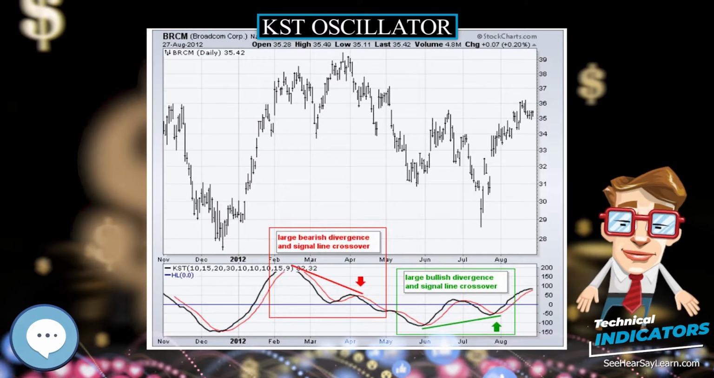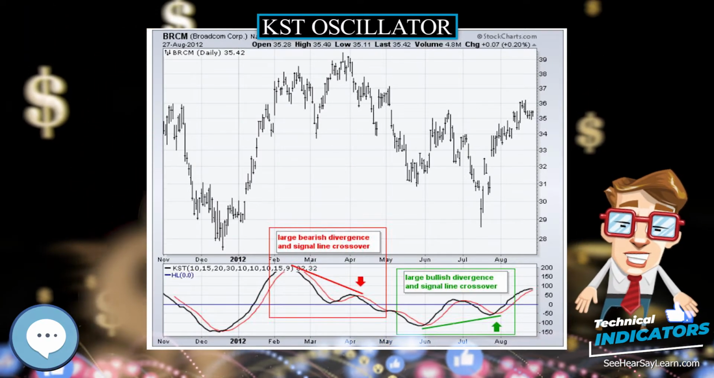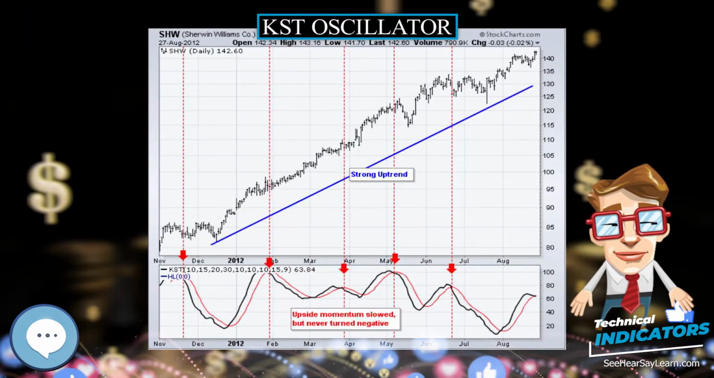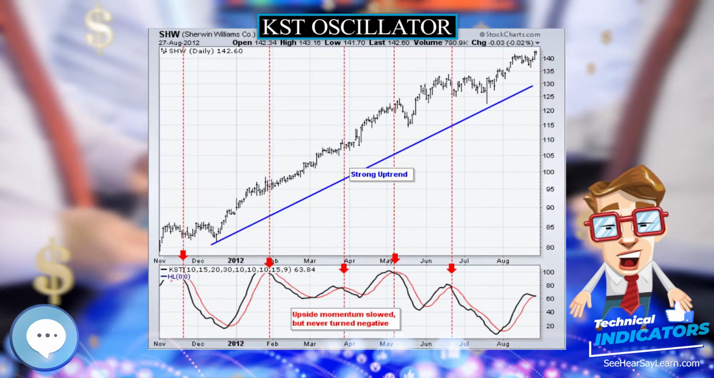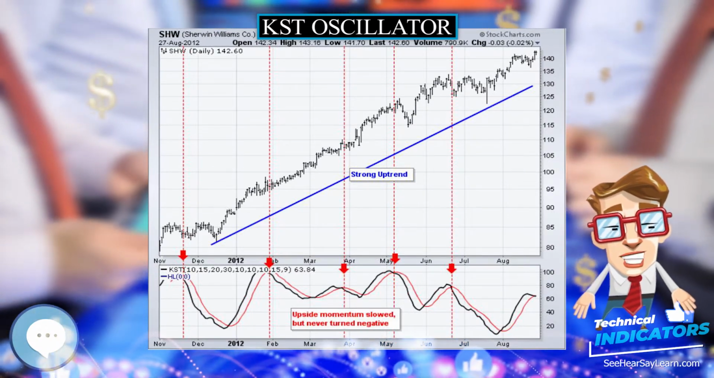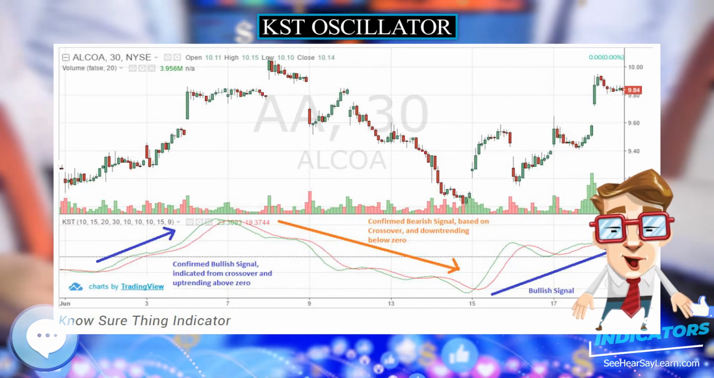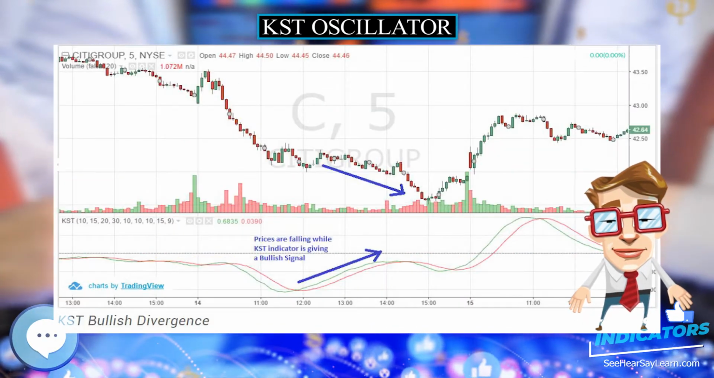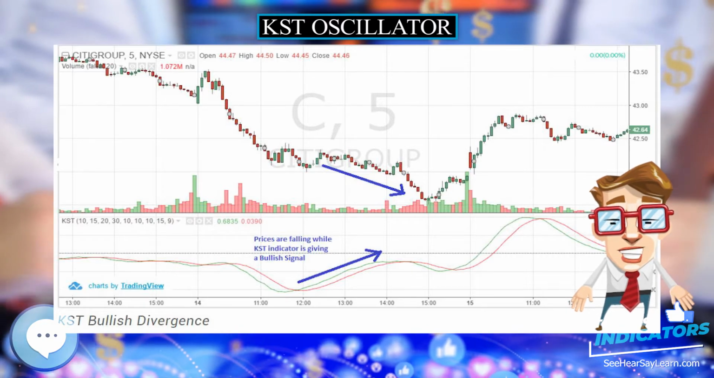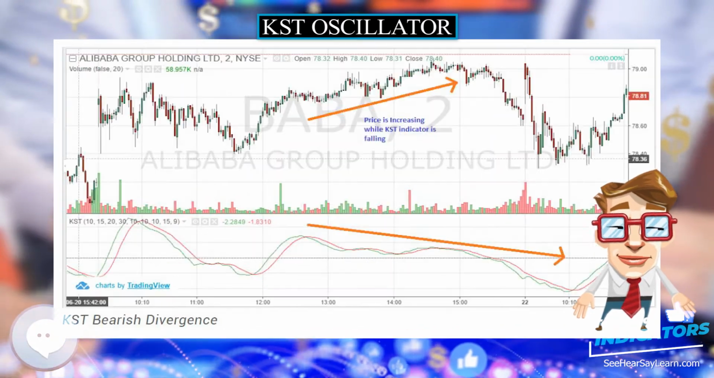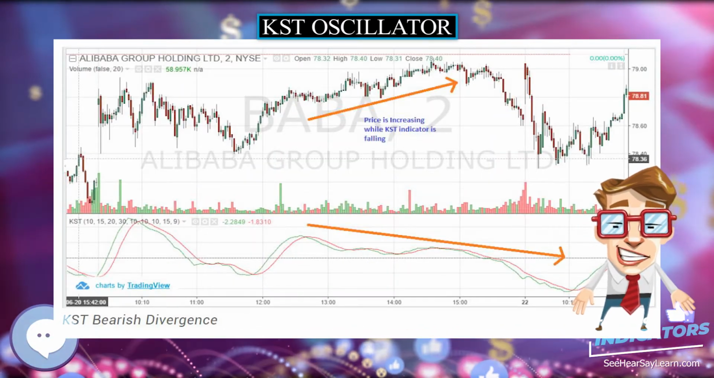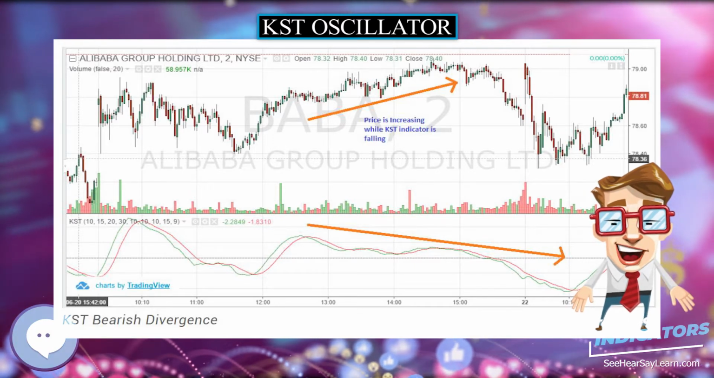The concept behind the oscillator is that price trends are determined by the interaction of many different time cycles, and that important trend reversals take place when a number of price trends are simultaneously changing direction. Formula. 4 different rates of change are calculated, smoothed, multiplied by weights and then summed to form one indicator.